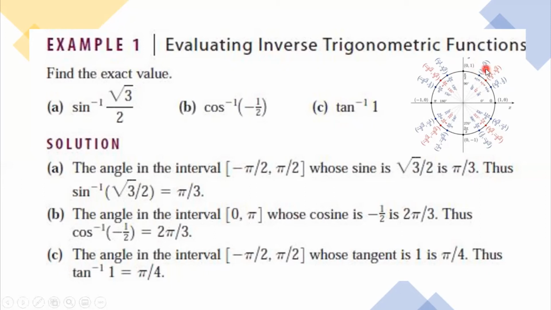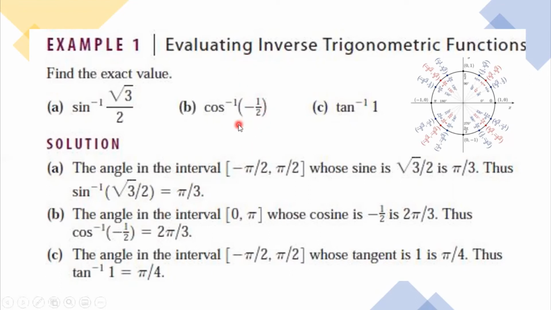It has a sine which is equal to square root of 3 over 2. Then find the corresponding angle. The corresponding angle is pi over 3. Thus, the sine inverse of square root of 3 over 2 is equal to pi over 3. So when we are talking about inverse trigonometric functions, that means the angle that is in between the domain of the given function. For example, now letter B, cosine inverse of negative 1/2.